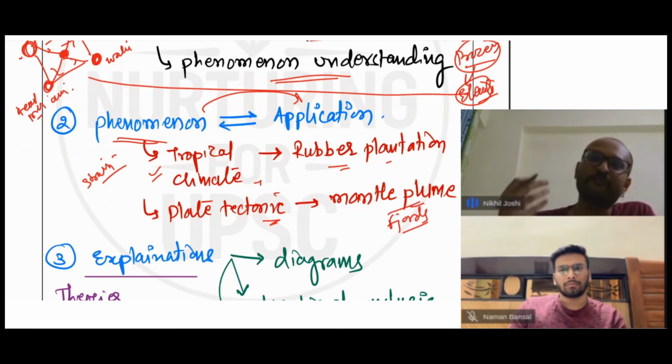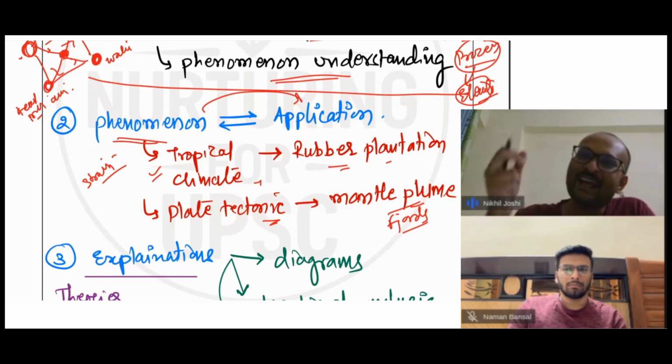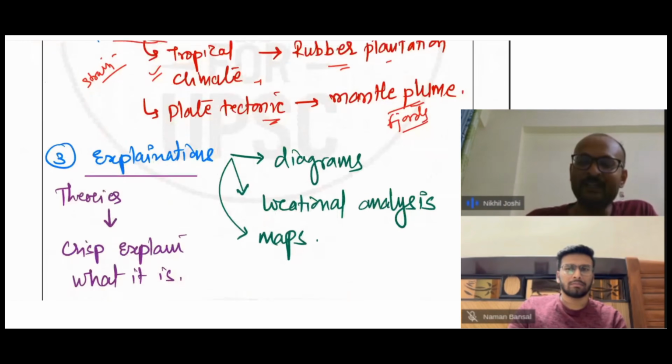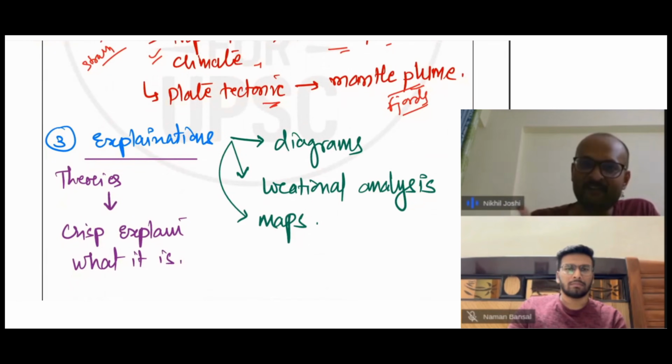If you know a bit of phenomenon, if you know what kind of theories, what kind of processes are happening, even if you don't know exactly what is happening, you would be able to write something along the lines which would get you better marks than the rest of the others. And since it is a scientific topic, and since they demand phenomenon understanding and explanations, there should be direct linkages with the diagrams that you draw. There should be direct linkages with the locational analysis.